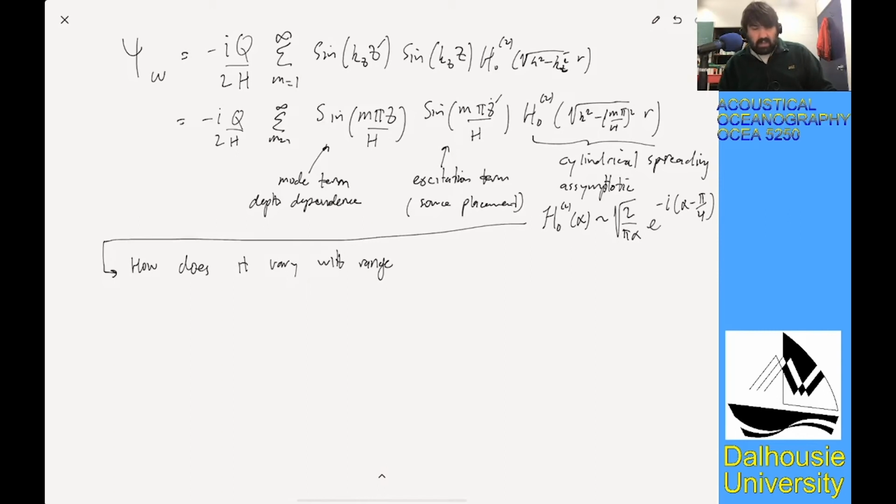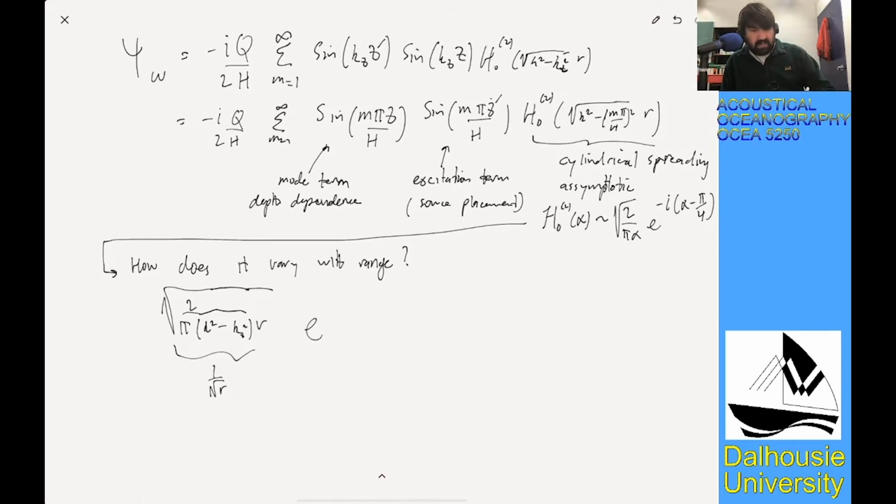Well, what's really important here is which term is dominating it. So if the first term is dominating, we're going to have 2 root pi, and then we're going to have, in our case, what's our argument? K squared minus kz squared r, right? So this is the first term, basically 1 over root r. So that's decay in the cylindrical wave, right? But what about this other term?